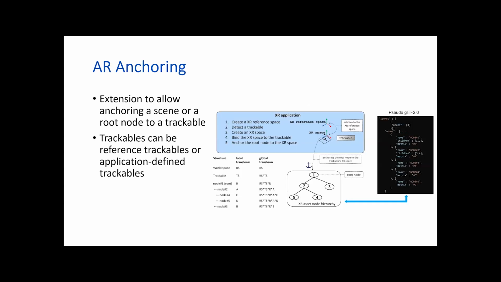So AR anchoring, I think, was one of the first ones we started looking at. It allows you to anchor a scene, or at least a subset of the scene, some root nodes in the scene, to specific real-world locations. So you can have trackables, and these trackables can be, for instance, defined in OpenXR and tracked through OpenXR, and you can anchor your scene or a subset of the scene to that. And you can also scale your scene or dimension it properly to fit the anchor space that you have.